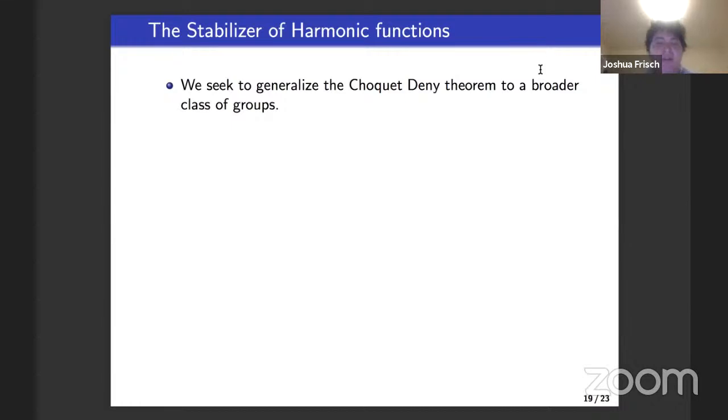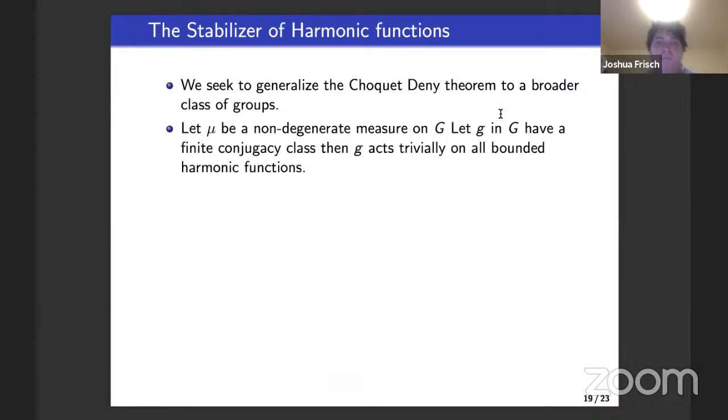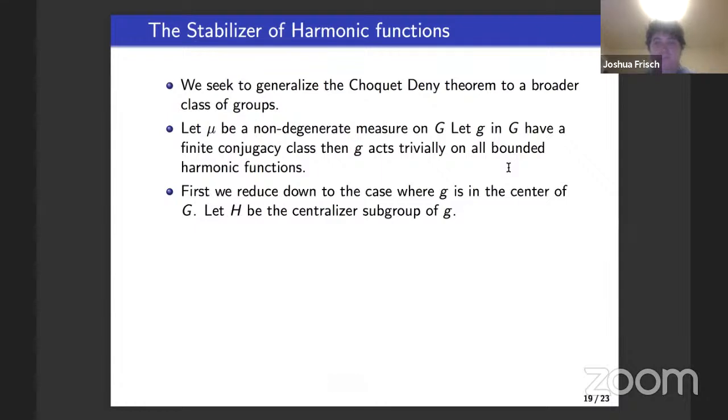So we're going to try and generalize this to a broader class of groups. In particular, I'm going to prove the following important lemma. If I let mu be a non-degenerate measure on G and let G have finite conjugacy classes, then G acts trivially on all bounded harmonic functions. First of all, we're going to reduce to the case where G is in the center of G.